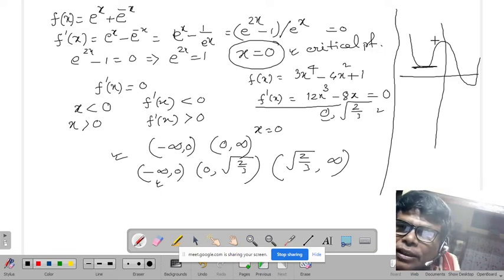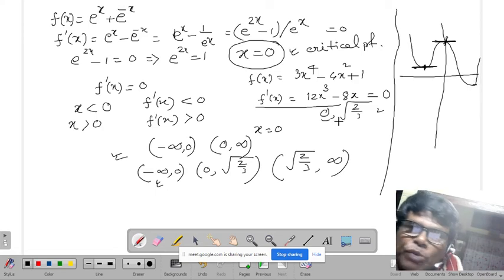It's called a cusp. Now from here the function is decreasing, and from here it starts increasing again. So this forms a cusp. This point is known as the point of inflection. Here this point is known as the point of inflection. Here this point is known as the point of inflection.